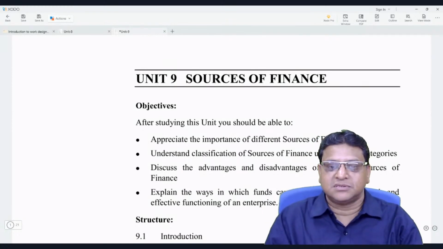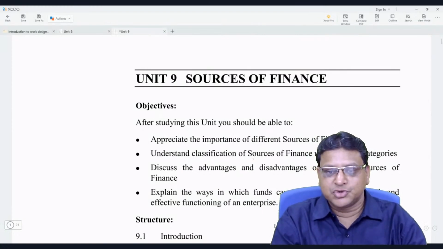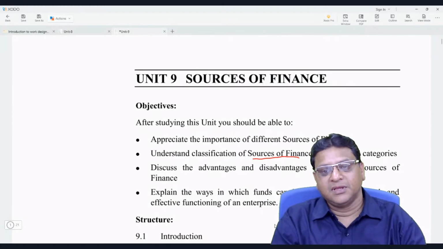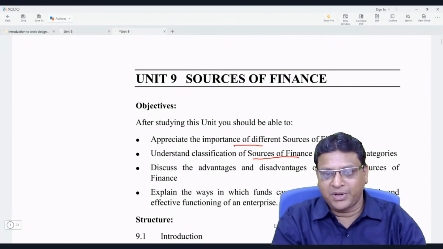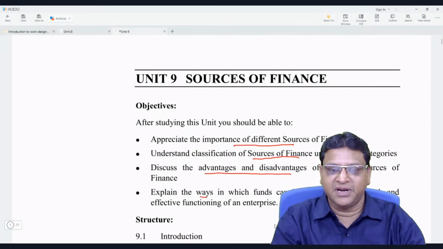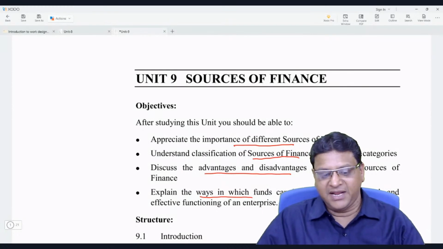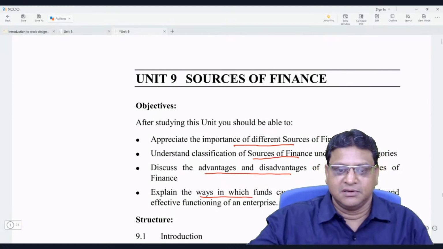First, after studying this chapter, you can know different sources of finance. You can also know the importance of different sources of finance, what are the advantages and disadvantages of different sources of finance, and we will know different ways in which an organization can finance its operations.